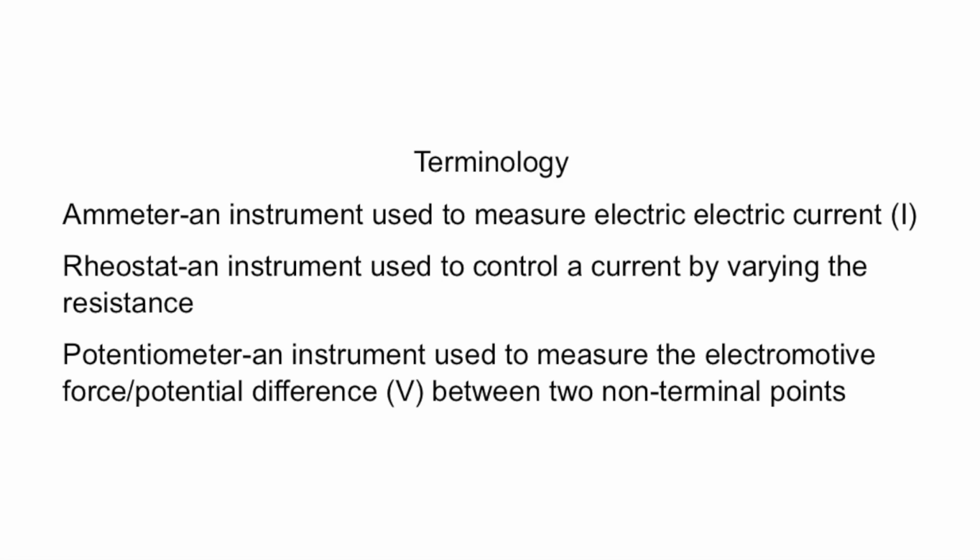Let's go over some terminology. This lab includes 3 new instruments, an ammeter, a rheostat, and a potentiometer. An ammeter is an instrument used to measure electric current. A rheostat is an instrument used to control a current by varying resistance. A potentiometer is an instrument used to measure the electromotive force or potential difference between 2 non-terminal points. A voltmeter can replace a potentiometer in this lab. A voltmeter measures voltage between 2 terminal points.